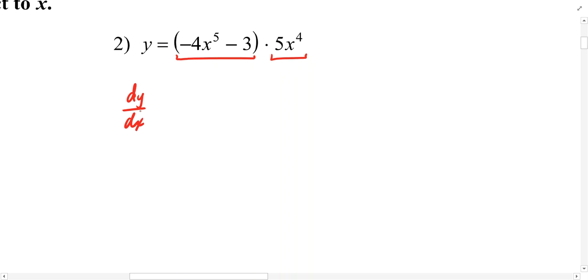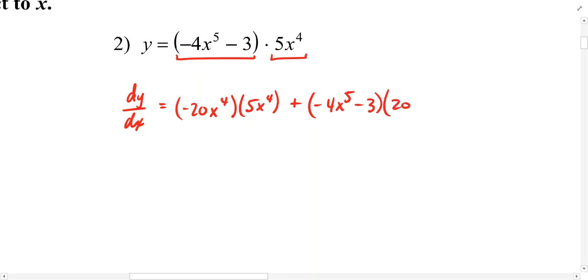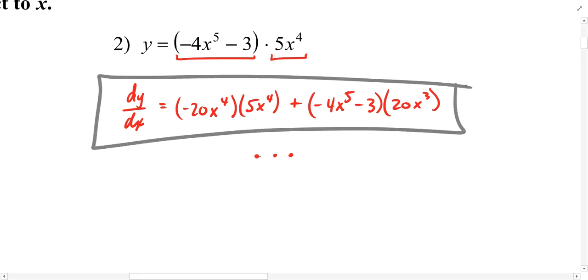For me, I'm going to use the product rule, and I know that I need to take the derivative of the first function, which is negative 20x to the 4th power, times the second function, plus the first function times the derivative of the second. And even though we can simplify further from here, I'm going to ask that you not simplify for this test, and instead this would be our final answer.